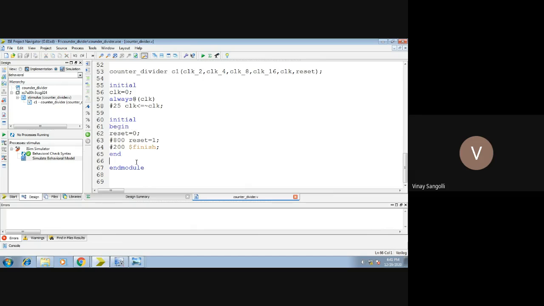So initial, begin and end. So I hope this is clear. Finally, end. Okay, so this is how your whole code is. I hope you know the rest of the steps, which is nothing but you need to go to implementation and implement it. And that is, you need to do the check syntax. After doing the check syntax, you will be coming to the simulation. We will be doing the behavioral check syntax. After behavioral check syntax, you will be doing the simulate behavioral model.